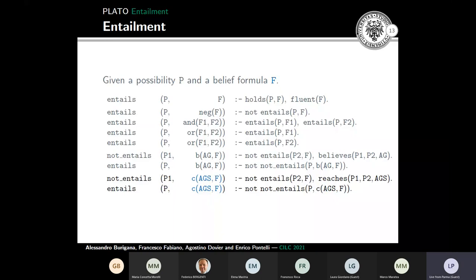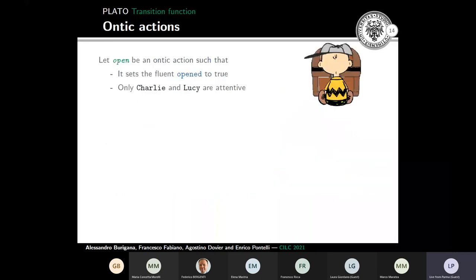So now let's talk about the transition function. Let's see the example where Charlie opens the box. So first of all, as I mentioned before, we set the fluent open to true. And then we talk about the observability relations. So we have Charlie and Lucy that are attentive. So this means that they are both fully observant.